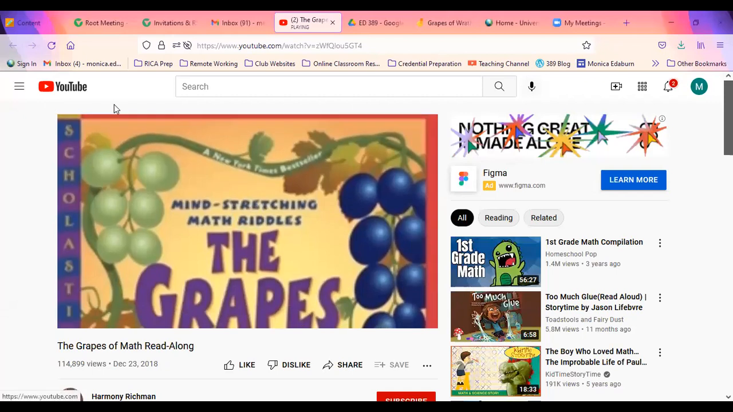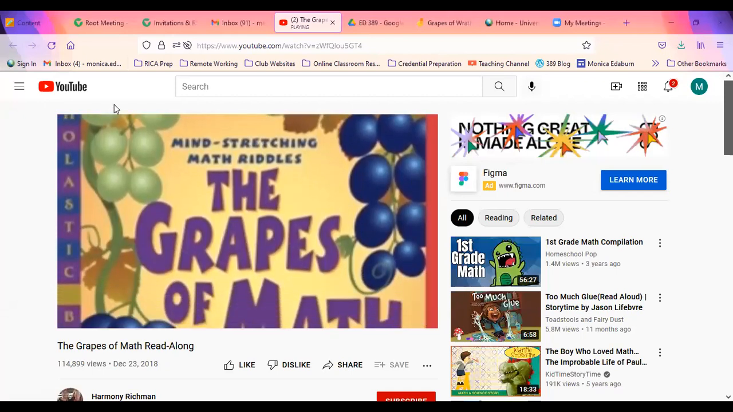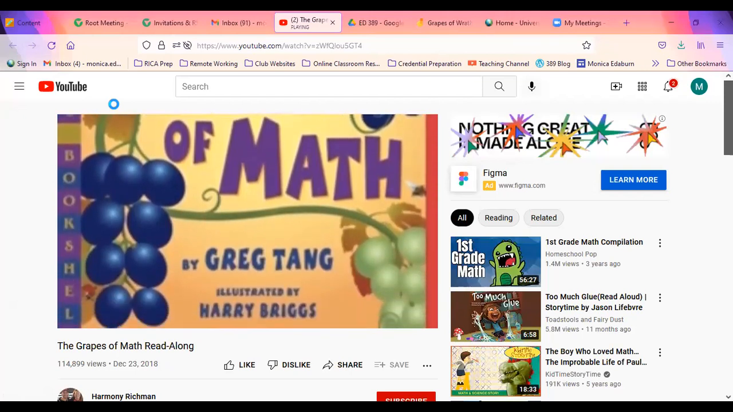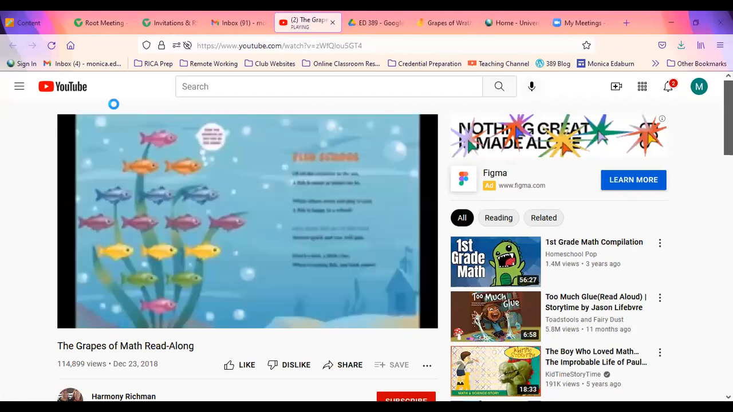The Grapes of Math by Greg Tang, illustrated by Harry Briggs. Fish School. Of all the creatures in the sea, a fish is smart as can be. While others swim and play it cool, a fish is happy in a school. How many fish are in this class? Answer quick, and you will pass. Here's a hint, a little clue. When counting fish, just look askew.